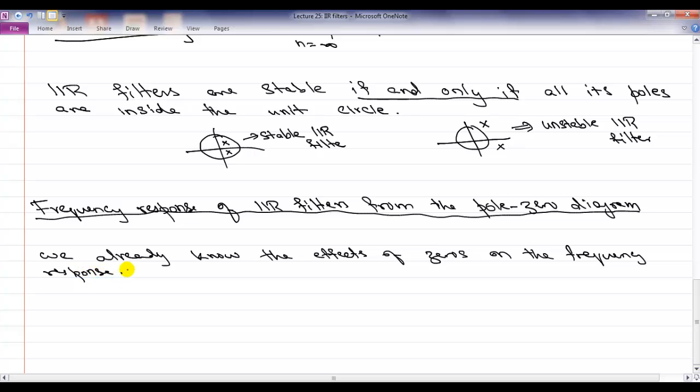What is the effect of zeros? They collectively bring down the magnitude of your filter around certain frequencies. Right? So it's given by the length of the distance from your zero location to the unit circle, and you basically just look at the length of that vector, and that is giving you the contribution of that zero to the magnitude response.